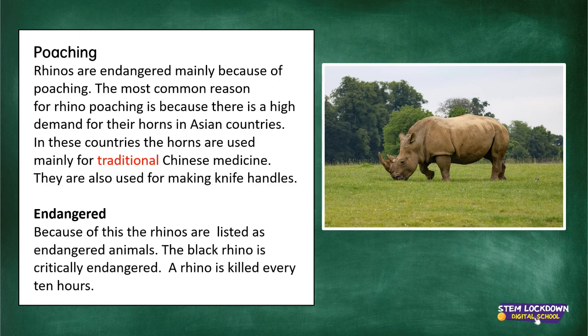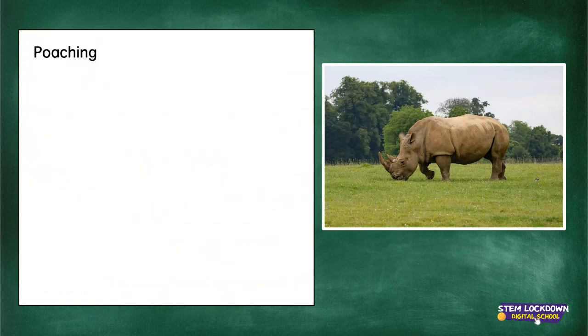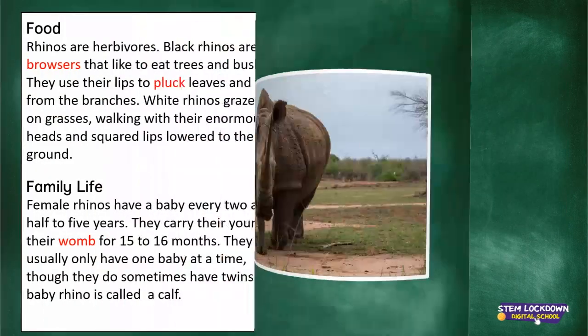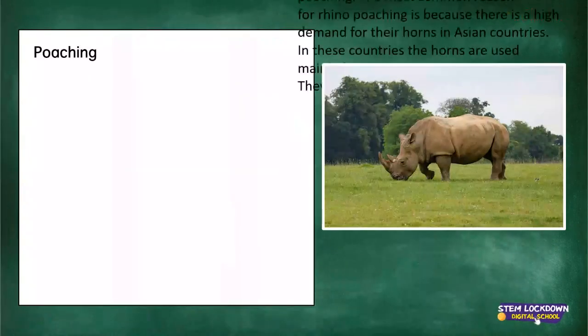So in that picture, you can see the rhino horn. The rhino dragging its mouth on the grass. I just want to go back and show you that square lip. See the square lip of the white rhino.